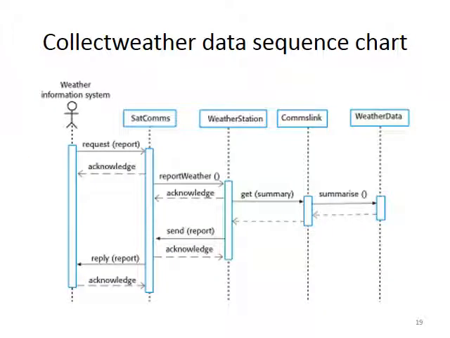For example, we can consider the collect weather data sequence chart given here. Instead of taking the code and checking the system directly, we can take this diagram and check whether the weather information system, when it sends a request, sends it properly, whether it is generating the report weather, whether an acknowledgement comes, whether there is a reply, and then whether the summary is generated or summarized information goes to the weather data. All these things can be checked with the help of this sequence chart.